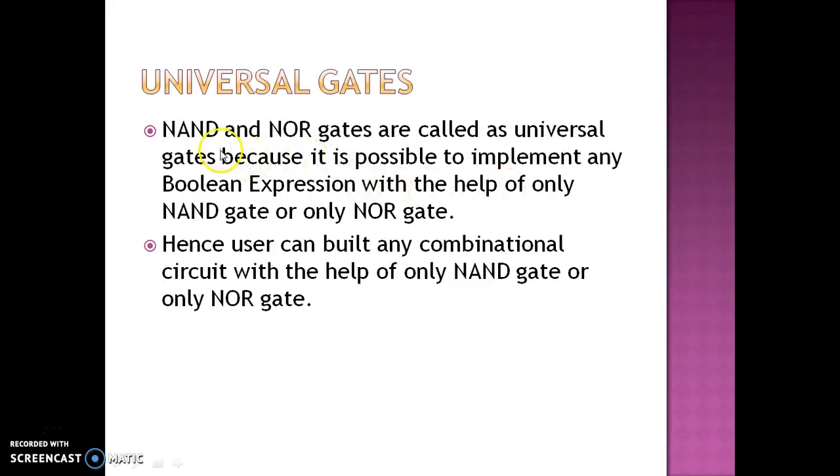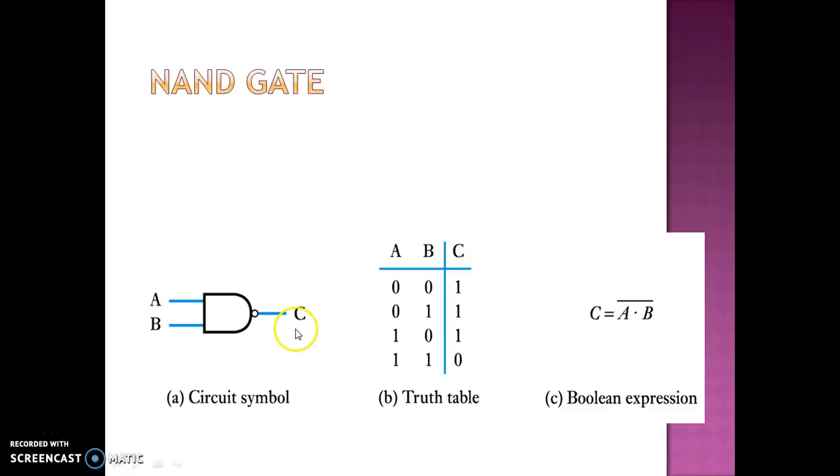Universal gates. Why are they called universal gates? NAND and NOR gates are called universal gates because it is possible to implement any Boolean expression with the help of only NAND gate or only NOR gate. Hence, a user can build any combinational circuit with the help of only NAND gate or only NOR gate.